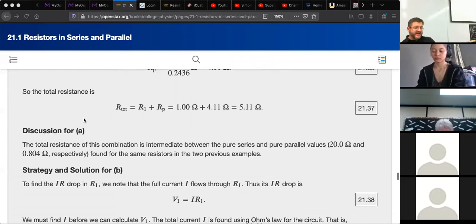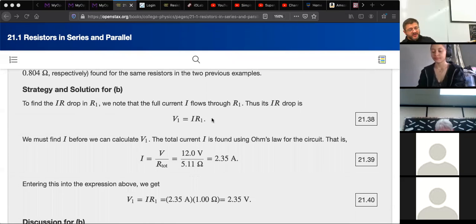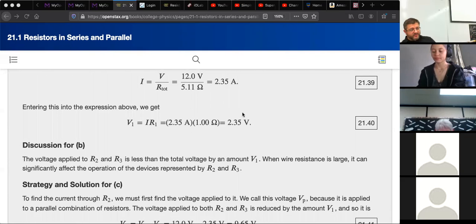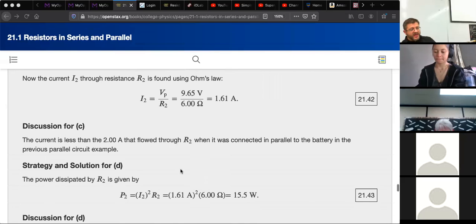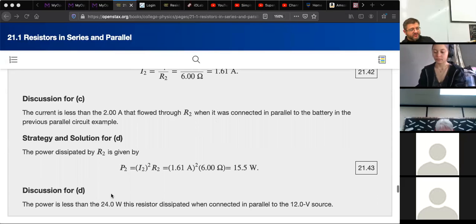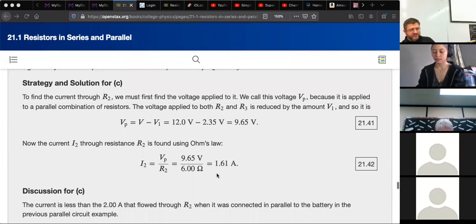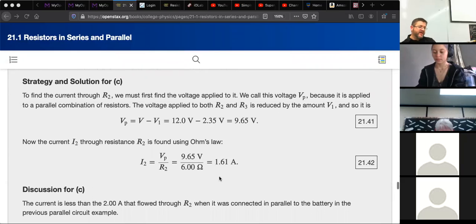If we go down here to the end, we have our 2.35 volts. We take 12 volts minus the 2.35 to get the 9.65 volts. Then we use that 9.65 volts in Ohm's law again with resistor 2 to calculate 1.6 amps through resistor 2. And they actually don't use it for 3, but if we did reuse it for 3, we would get even less current going through resistor 3.